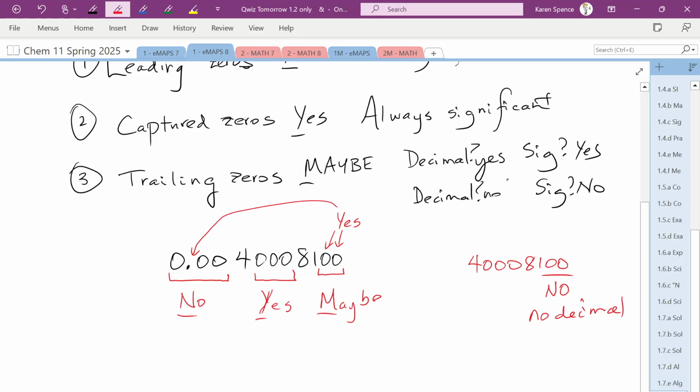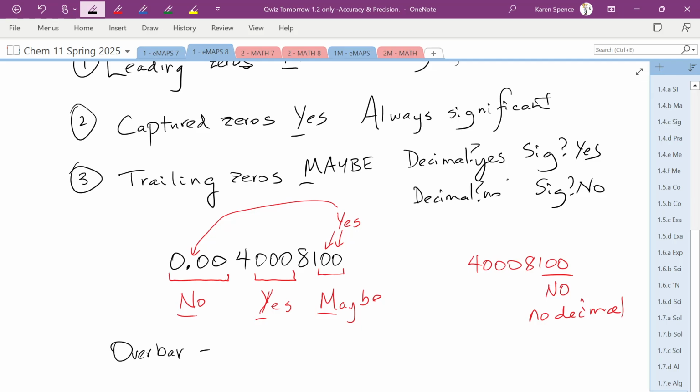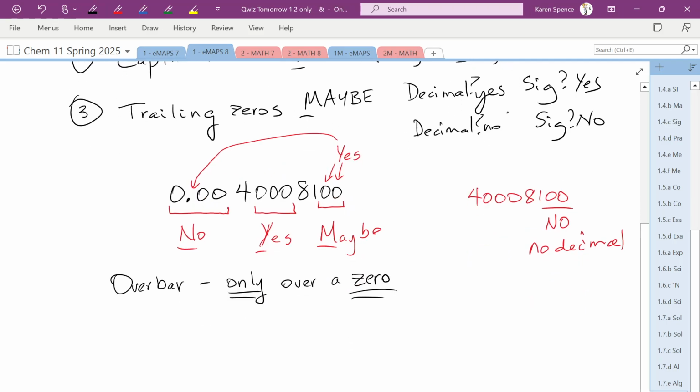And we're just going to spend another couple minutes on the overbar as well, because I know that's a little confusing. The overbar only goes on a zero, no other number, only over top of a zero, and only if there is no decimal in the number. You would never use an overbar when there's a decimal in the number.